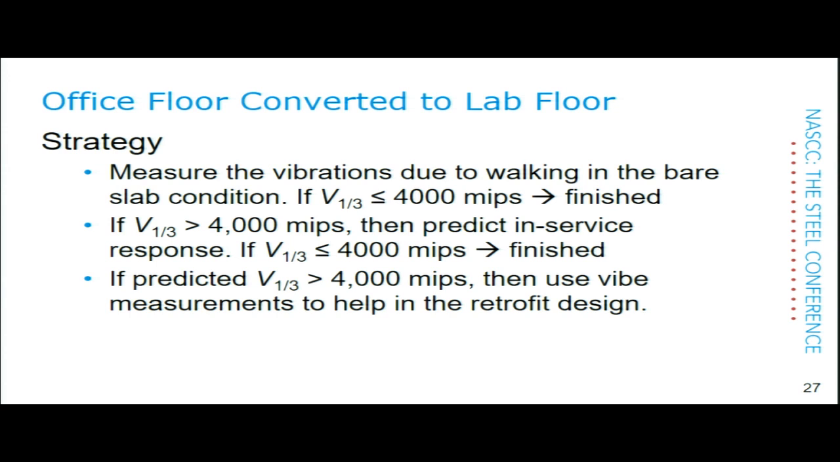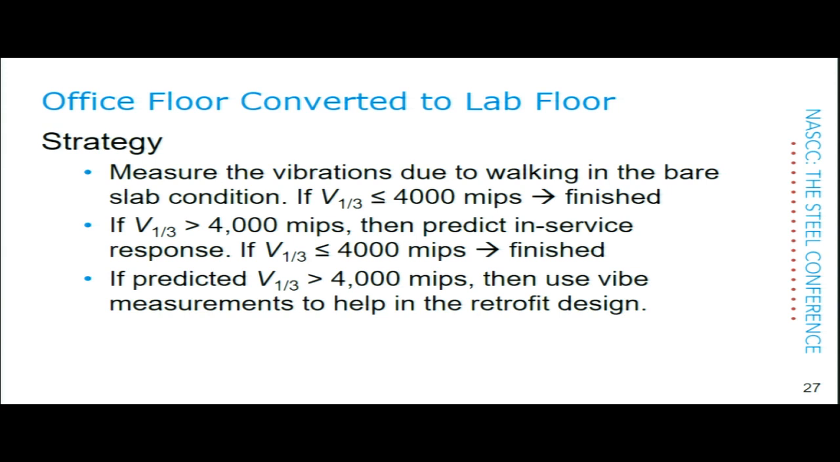So here's the strategy. We're going to go there and measure the vibrations due to walking in a bare slab condition, which is obviously very conservative because there's very little mass and damping there. If we happen to get all of our velocities below 4,000, we're good. The floor is fine. We know it'll be way lower than that in service, so we would be finished in that case. All right? Okay, if that's not true, go to step 2.